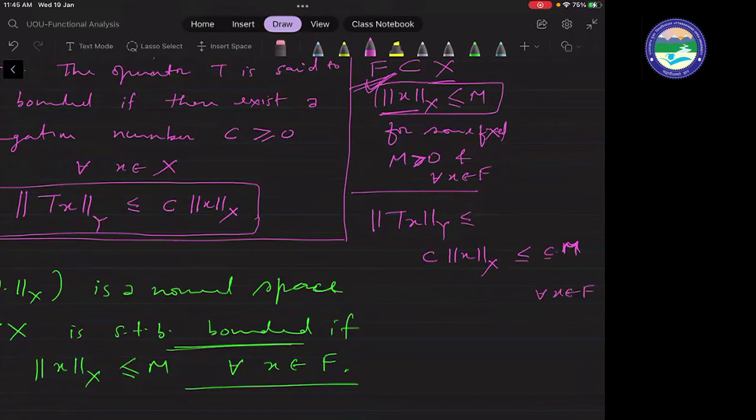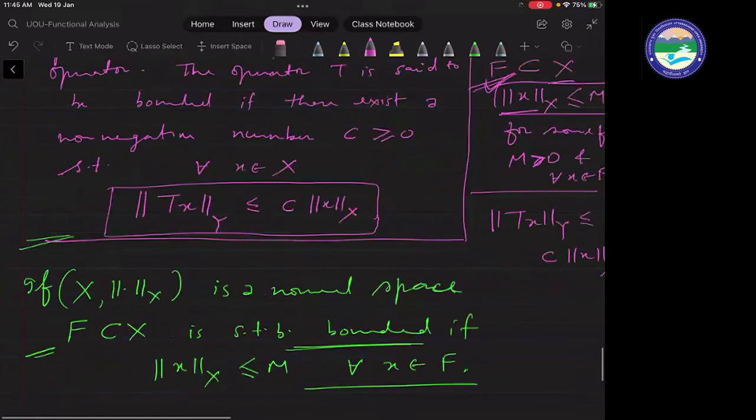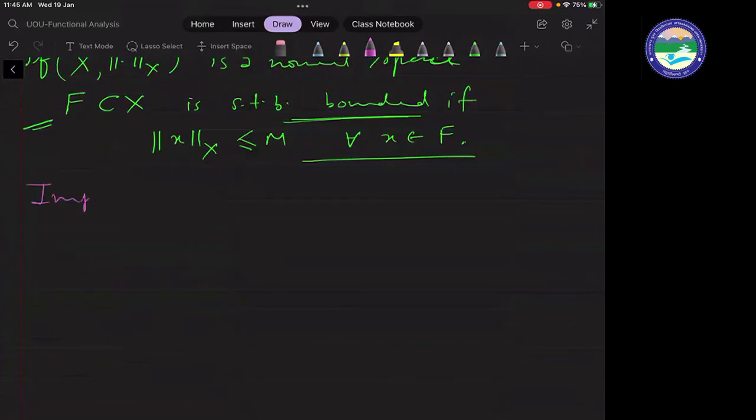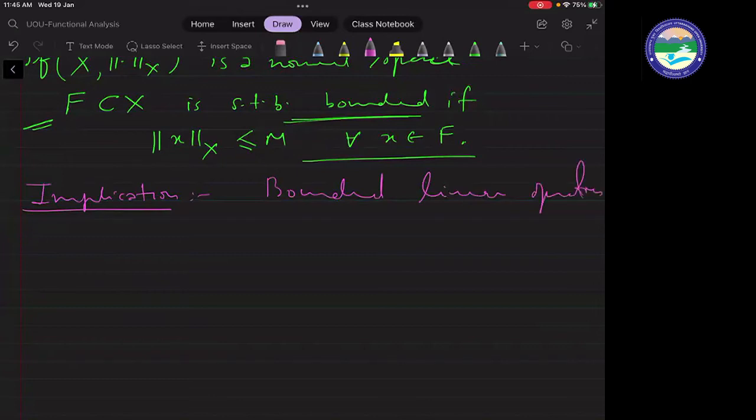This means, what can you say? You will say that a bounded linear operator maps bounded sets to bounded sets. This is one implication. So bounded linear operators map bounded sets to bounded sets. Okay, correct.